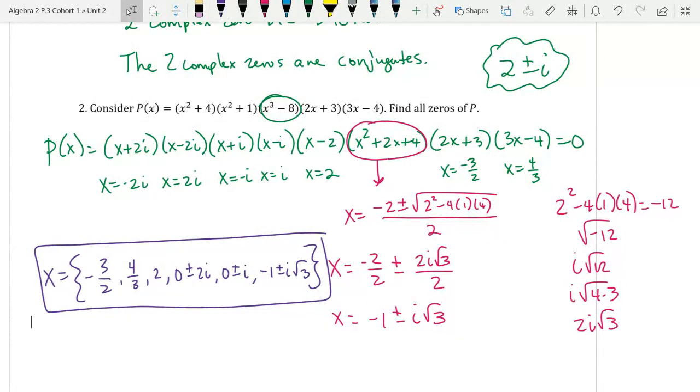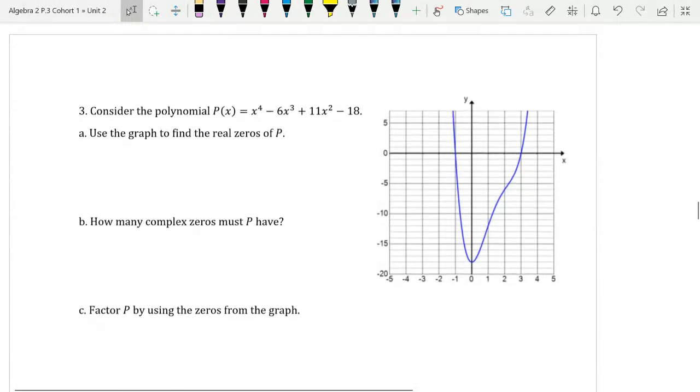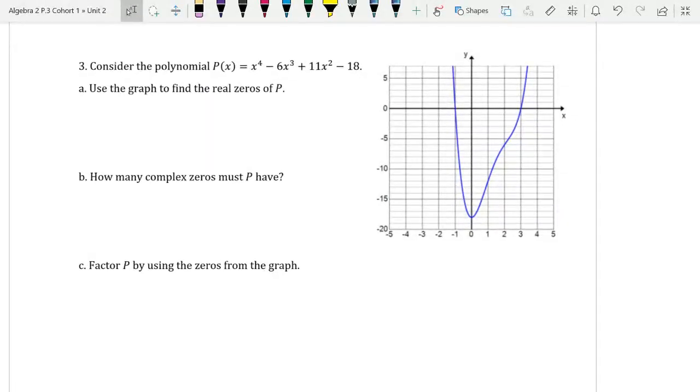All right? Next one gives us a polynomial. It wants to determine what are the real zeros of p. So this question I'm actually asking you, what are the zeros? All right, so here's one, here's one. So the real zeros are -1 and +3.